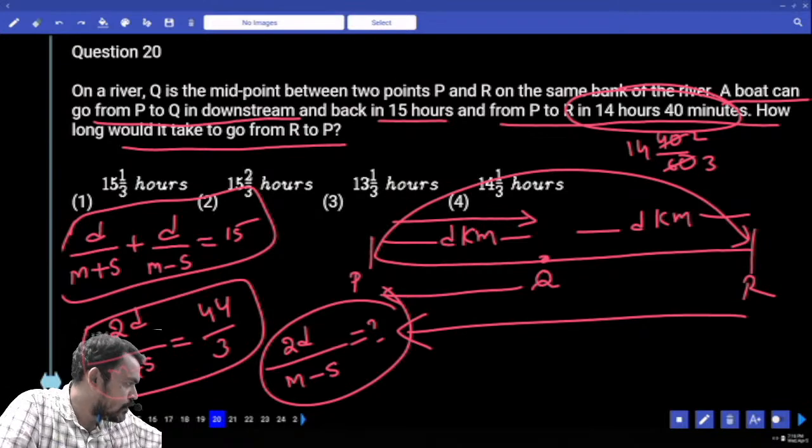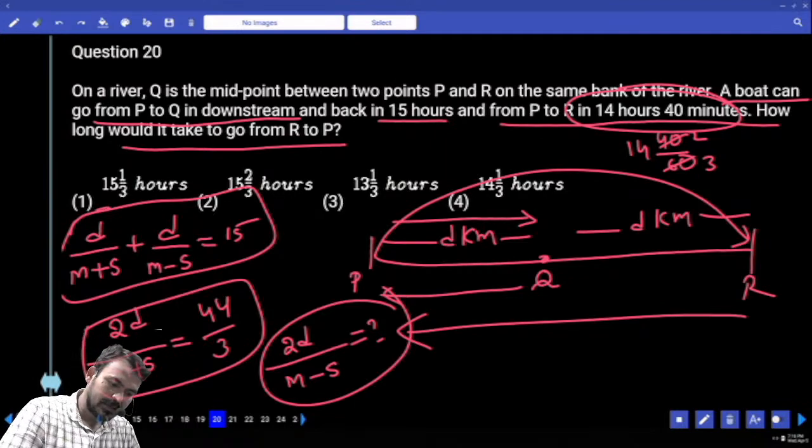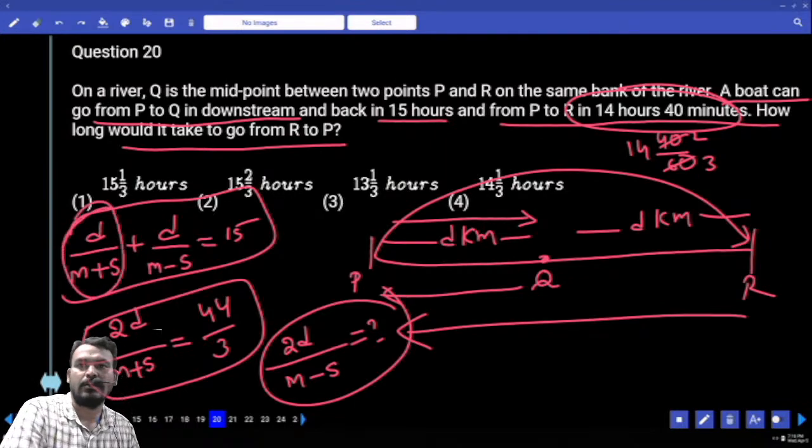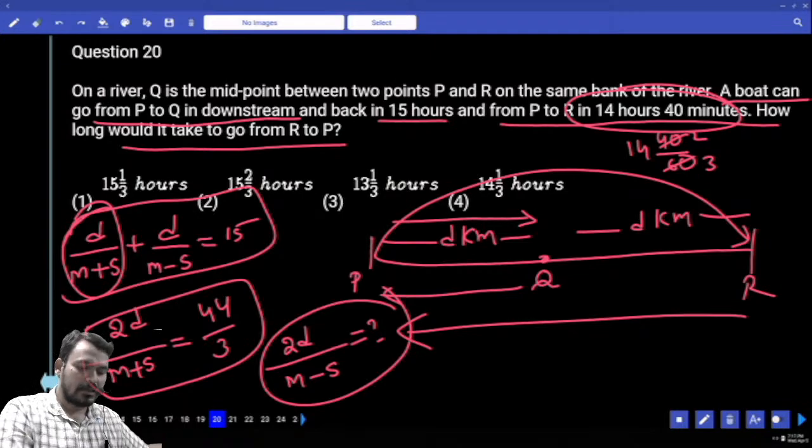Okay, what is the 2D by m plus s value? 44 by 3. 2 how many times? 22 times. It means D by m plus s is equal to how much? 22 by 3, or not? It means in place of this one we write 22 by 3, or not? Taking it to the right hand side it becomes negative 22 by 3, or not? 15 minus 22 by 3. 3 into 15 is 45, minus 22 is 23. 23 by 3. That is equal to which one?